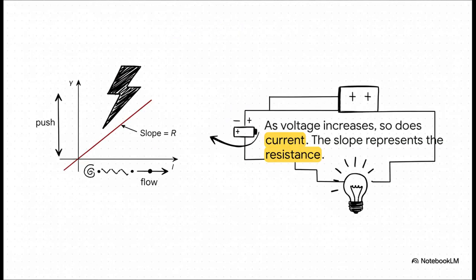And this graph here really shows you Ohm's law in action. See how it's a straight line? That's telling us the relationship is directly proportional. In plain English, if you double the push, the voltage, you're going to double the flow, the current. That is, as long as the resistance doesn't change. And the steepness of that line, that slope, that's the resistance.